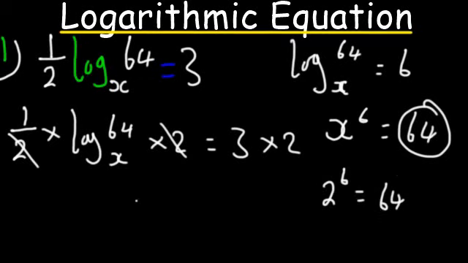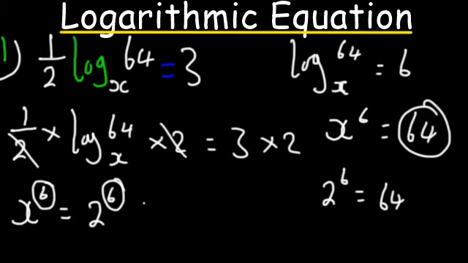Left over we have x to the power of 6 equals 2 to the power of 6. At this point, we can apply the concept of exponential equations, which says that whenever the powers or indices are the same, equate the bases, and whenever the bases are the same, equate the powers. So our final answer for the value of x in this problem is 2. So x equals 2.